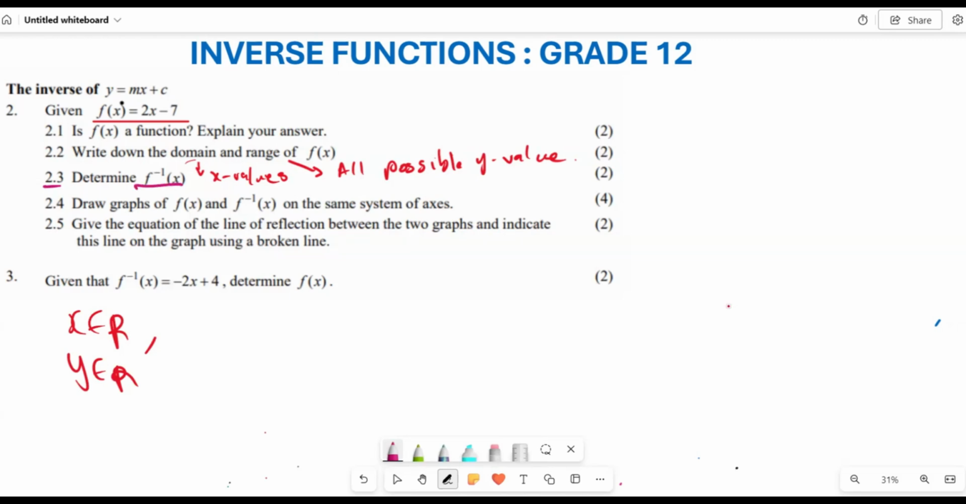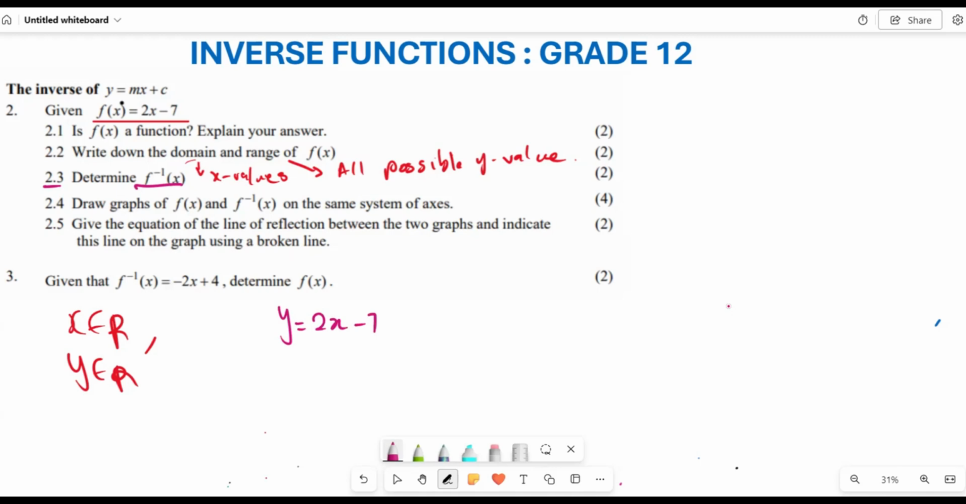Isn't it that we know that this f to the prime of -1 is going to be the same as what? This represents the inverse. And remember what I said when we speak of inverse. We said, let's say now we are having y is equal to 2x subtract 7. Now the inverse of this function will be what?